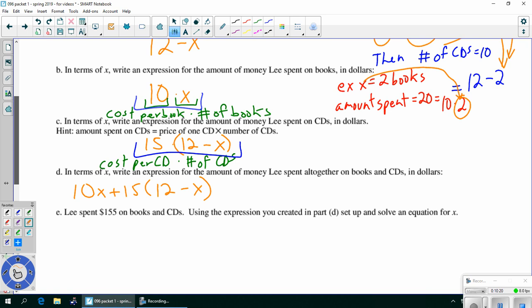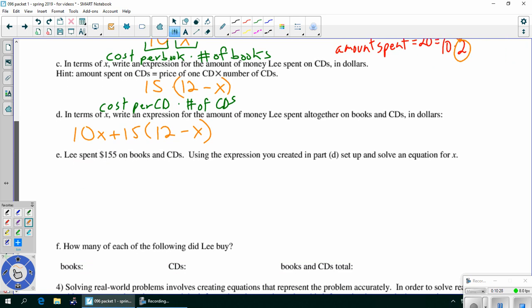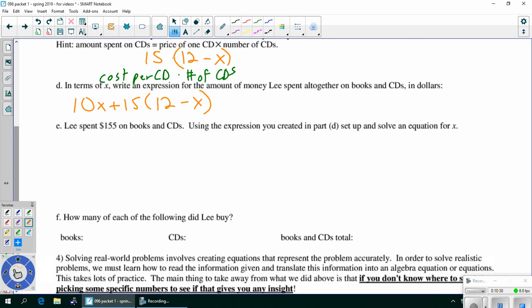Part E, Lee spent $155 on books and CDs. Using the expression you created in Part D, set up and solve an equation for X. So we will take our expression from Part D and just make it equal this 155, because after all, this thing is the total amount of money you spent. It represents the total amount you spent based on buying X books. And we're trying to make that equal the magic number 155.